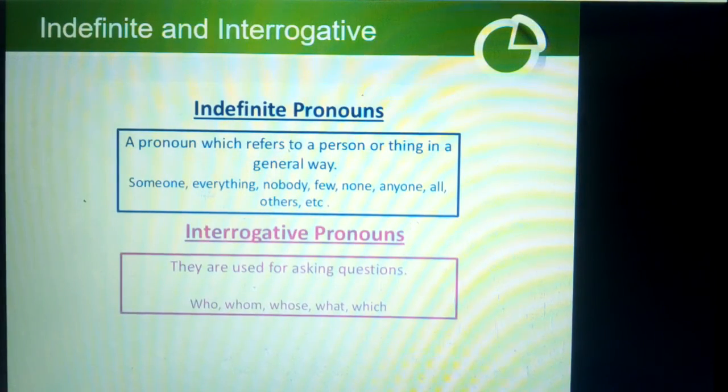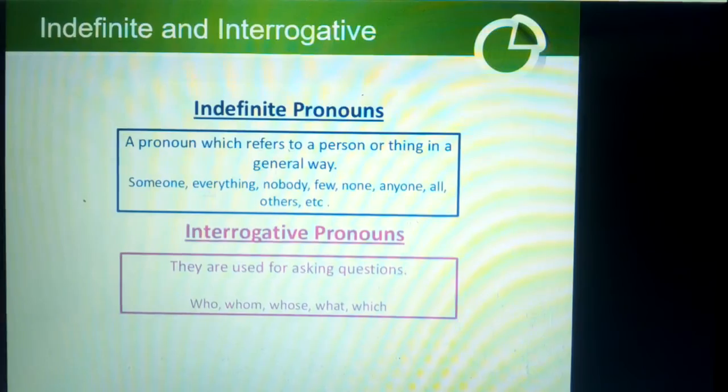Now the indefinite and interrogative pronouns. Indefinite pronouns. A pronoun which refers to a person or thing in a general way. For example, someone, everything, nobody, few, none, anyone, all, others. These are the examples of indefinite pronouns.